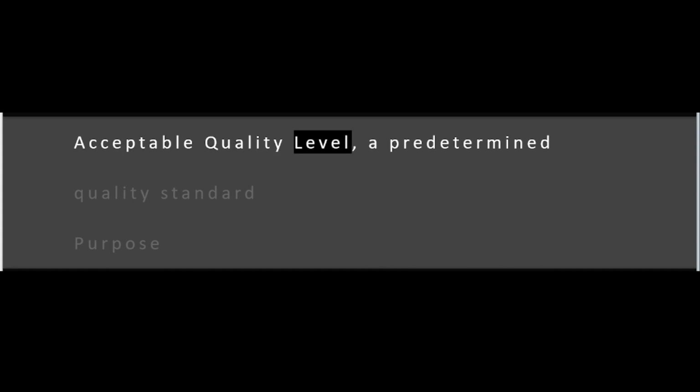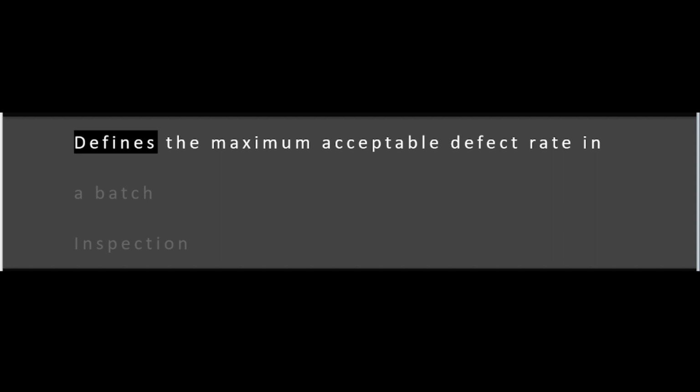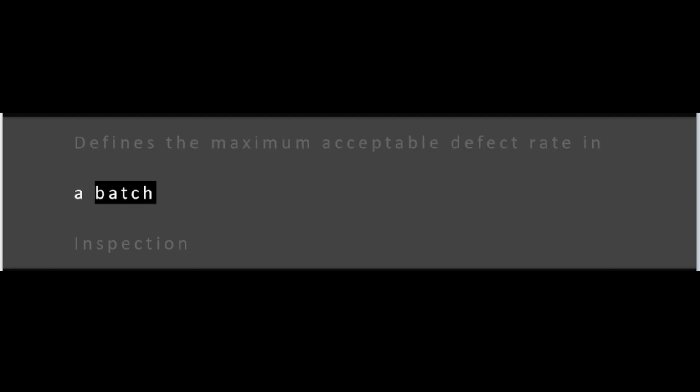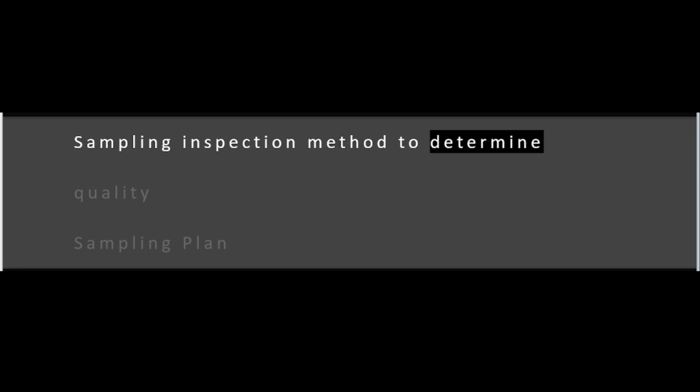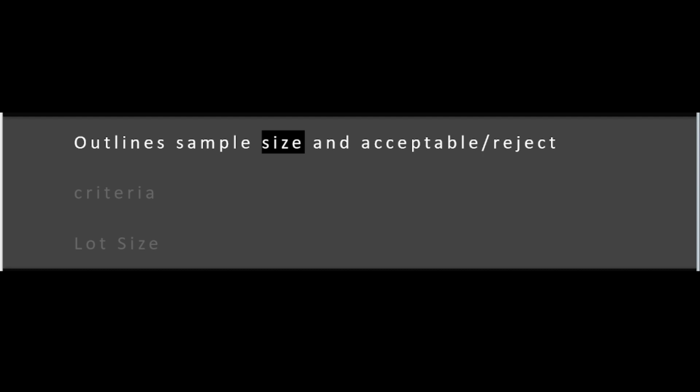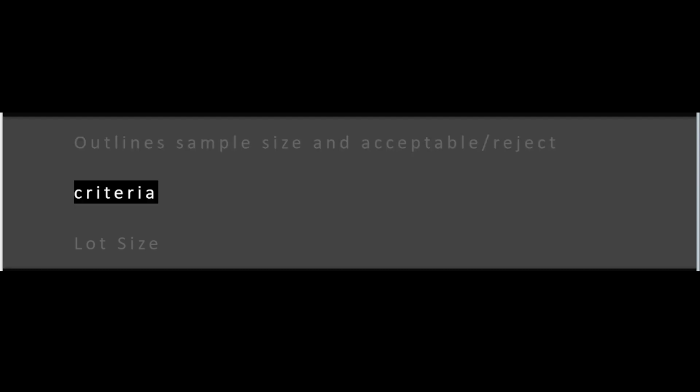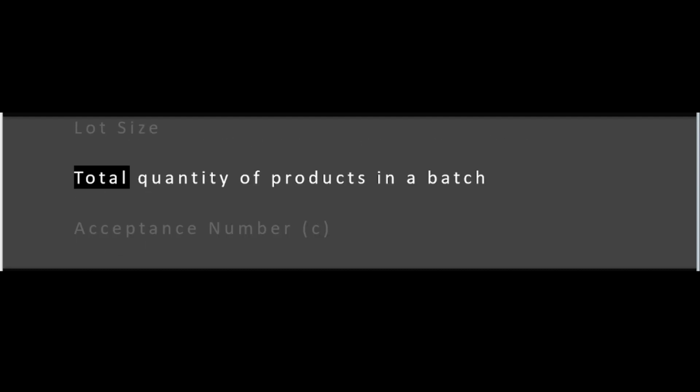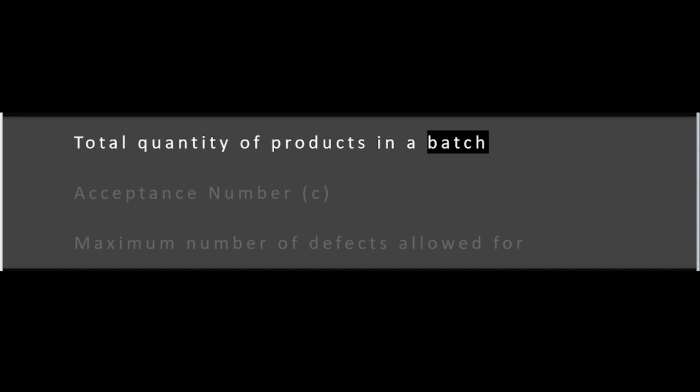Term. Description. AQL. Acceptable quality level, a predetermined quality standard. Purpose. Defines the maximum acceptable defect rate in a batch. Inspection. Sampling inspection method to determine quality. Sampling plan. Outlines sample size and acceptable/reject criteria. Lot size. Total quantity of products in a batch.